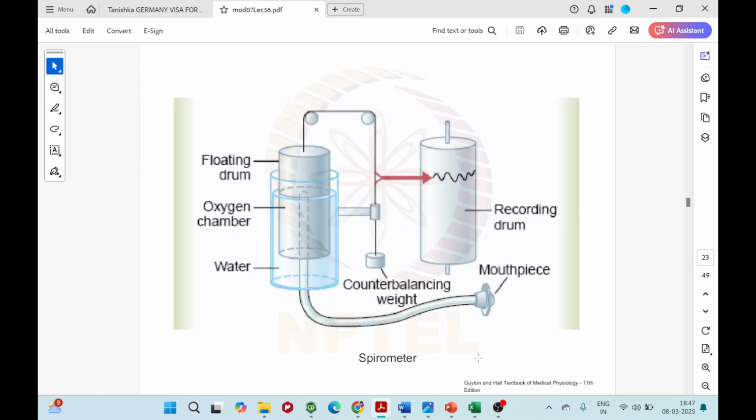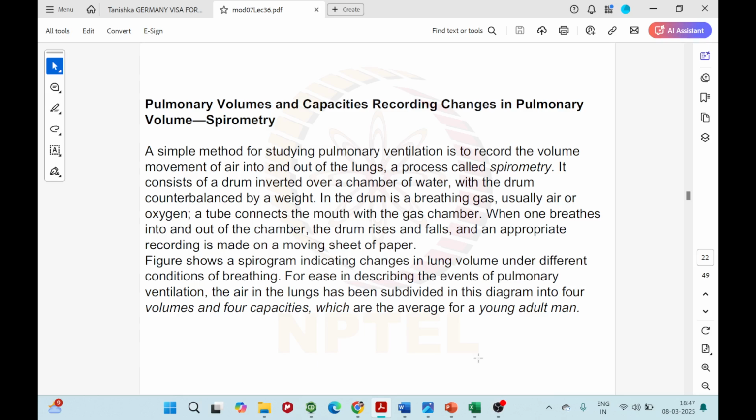So this is just to say the pulmonary volumes. Okay, so the pulmonary volumes and capacities, recording changes in pulmonary volumes, spirometry. It is a simple method for studying the pulmonary ventilation, which is to record the volume movement of air into and out of the lungs.